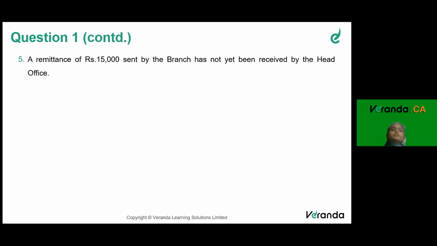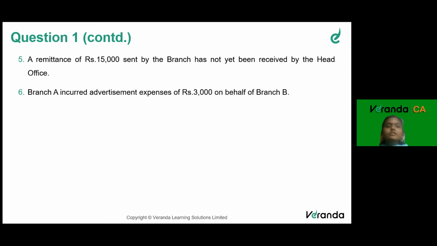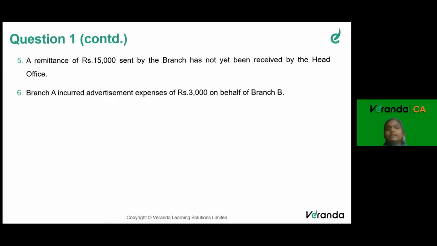Number 5, a remittance of rupees 15,000 has been sent by the branch. It's on its way. The remittance of rupees 15,000 sent by the branch has not yet been received by the head office. It's still not received by the head office. Branch A incurred an advertisement expense of rupees 3,000 on behalf of another branch, branch B.